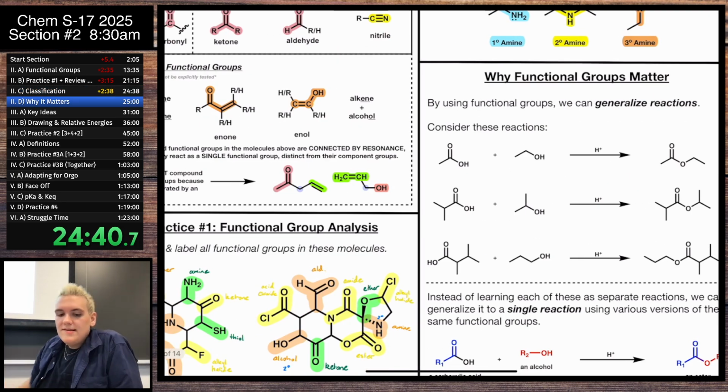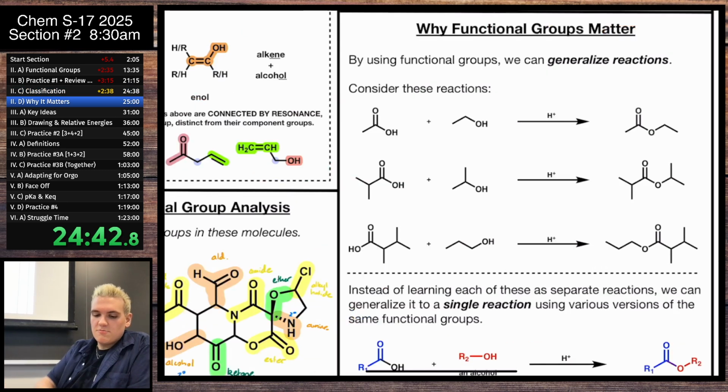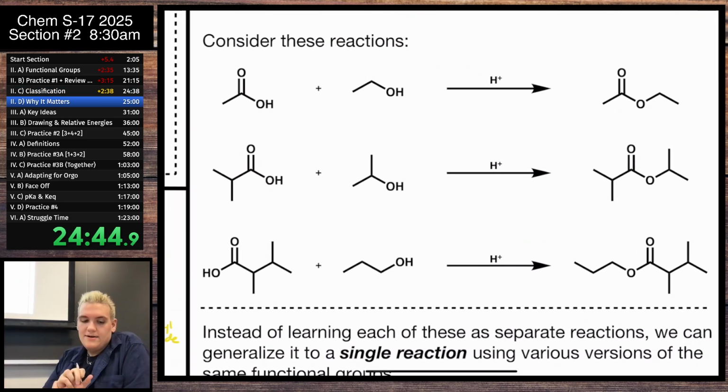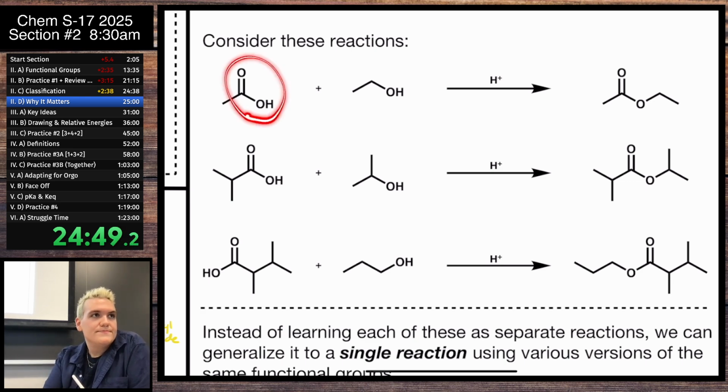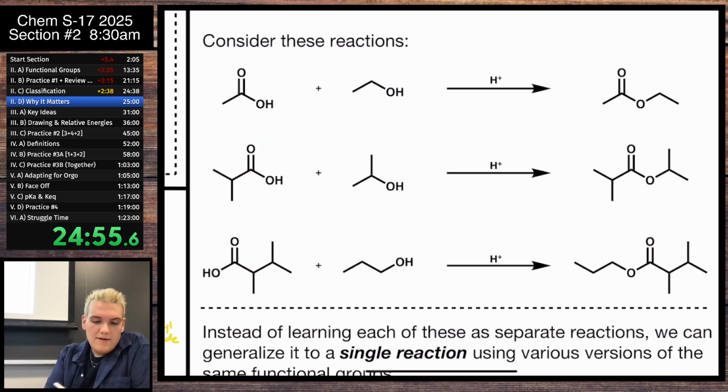Why are we doing all of this? Because let's look at these 3 reactions here, put all together. So what functional group do you notice on the left side here? Carboxylic acid. And here we have carboxylic acid, here we have carboxylic acid. So we know that we have carboxylic acids in all of these.